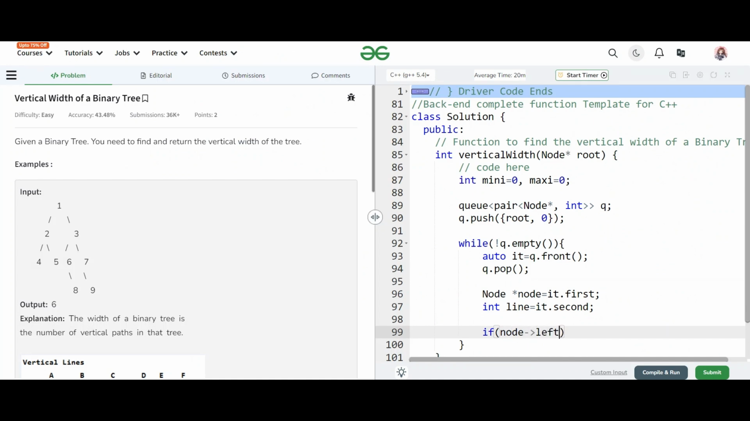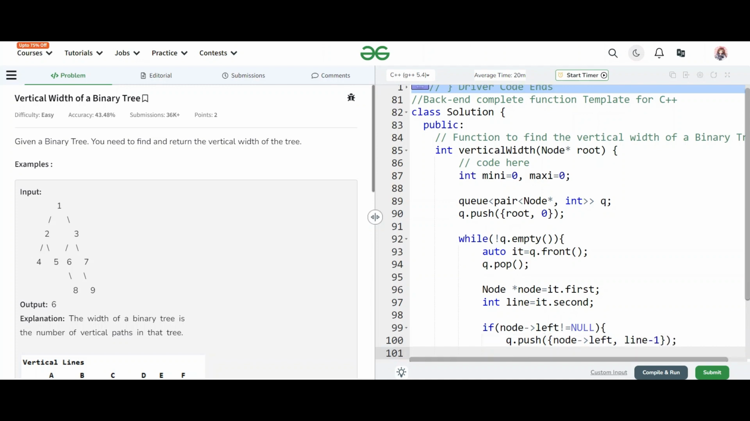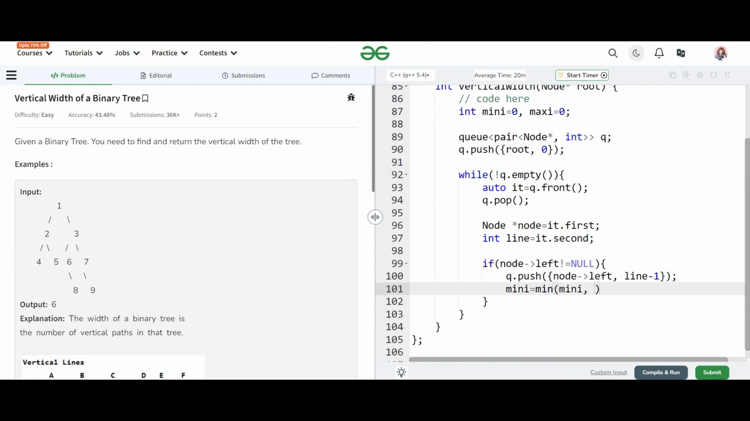If node left is not equal to null, you were simply pushing the left node, and whenever you are moving to the left side, you were simply decrementing the line number by -1. And while decrementing, I will simply store the minimum line number. Similarly, do the same thing for the right node. If right node is present, simply push it into your queue and increment your line by +1. Store the maximum line number.